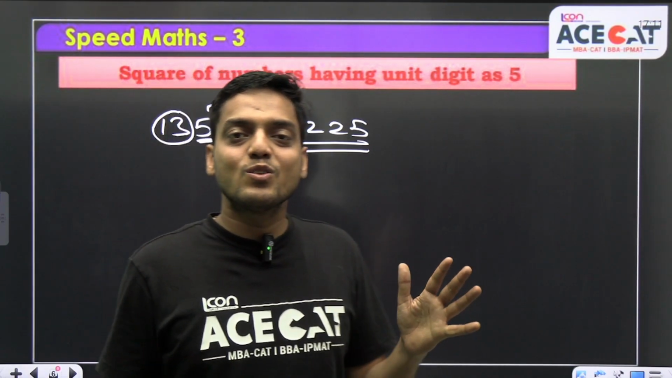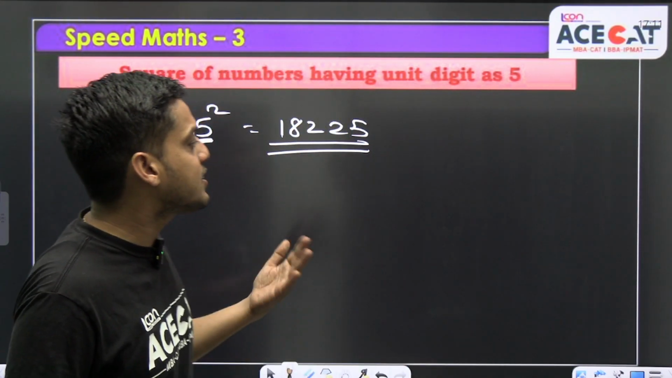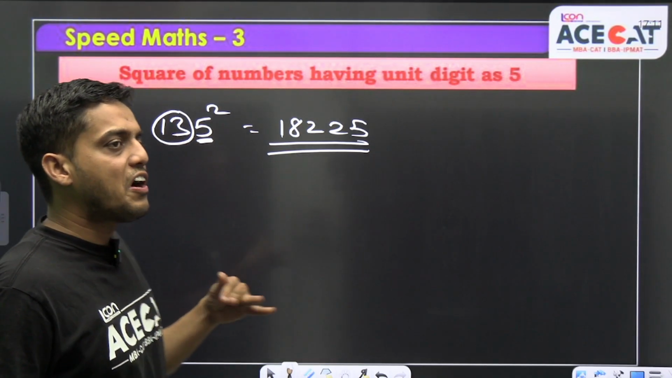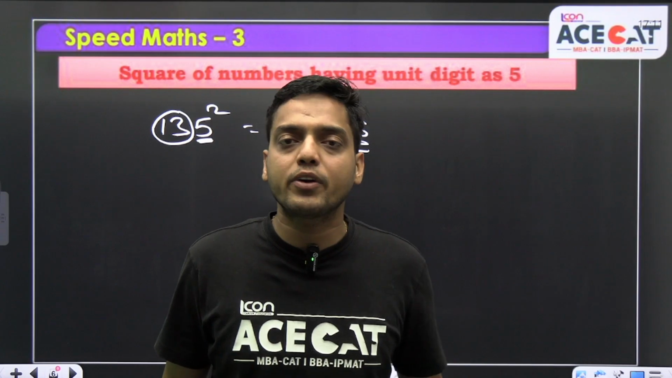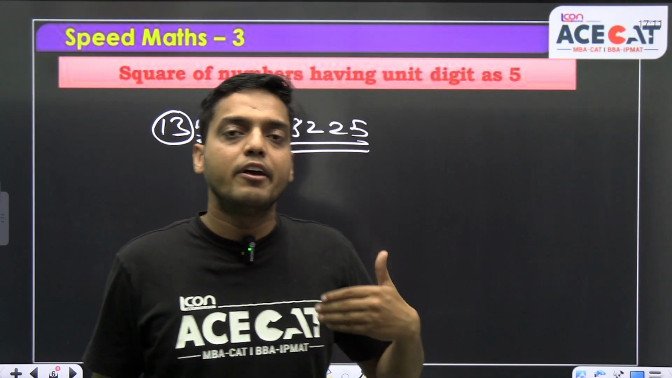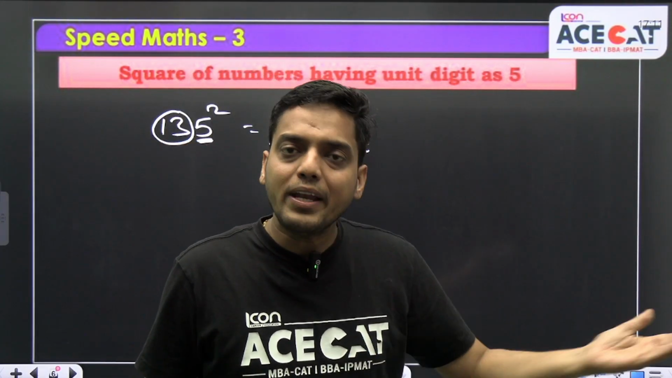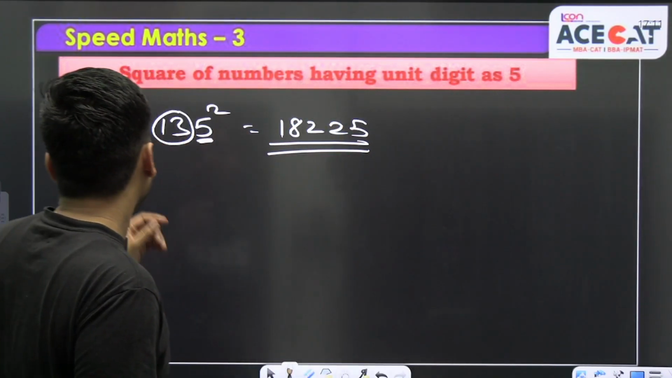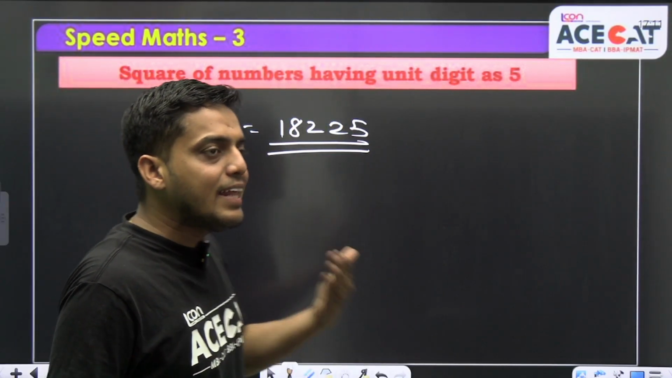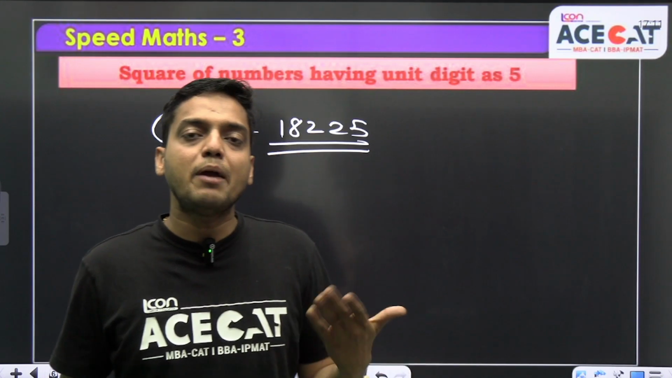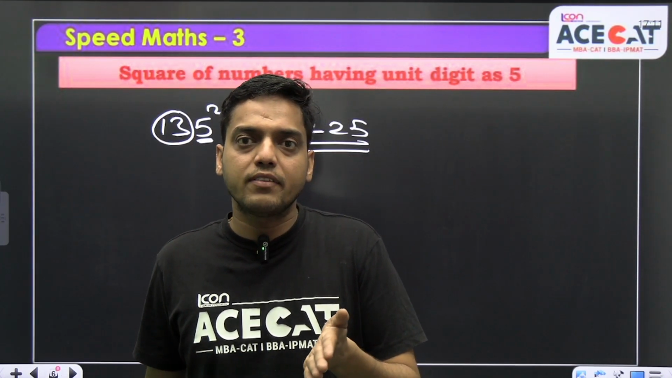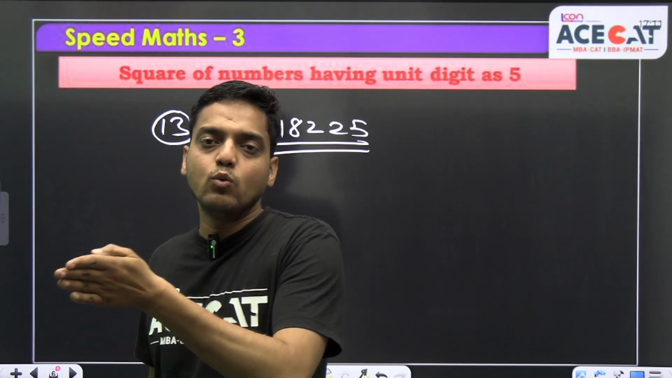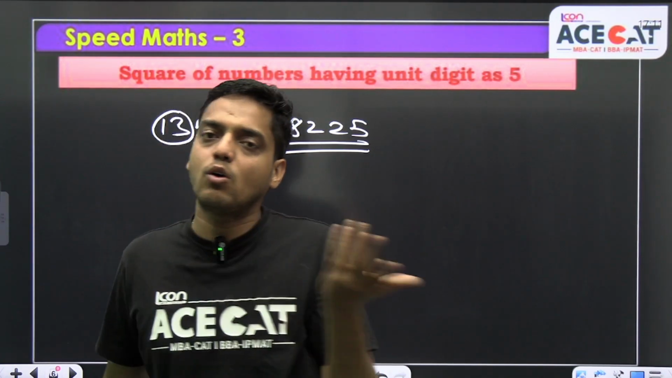Okay. So how can we do this fast, guys? Do you know what is 13 square? This approach is very, very important. We'll apply this approach so many times in our quant section, guys. If I am telling the table of 13, it means I am adding 13, 13, 13 and so on. 13 plus 13, 26, then 39, then 52, then 65, then 78 and so on.